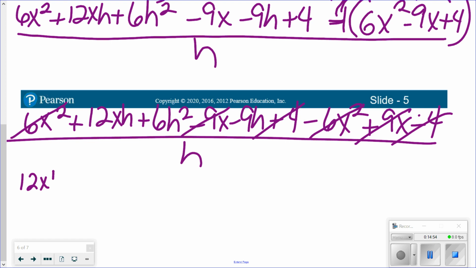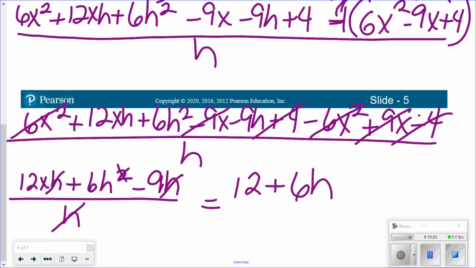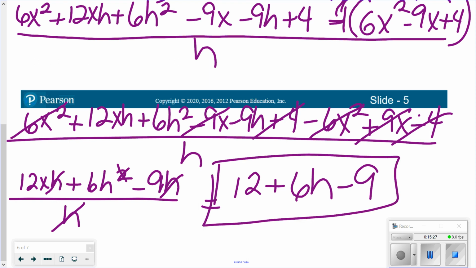12xh plus 6h squared minus 9h over h. Again, you'll notice that everything there has an h, so we can divide out one h from each of them. Take an h from him, take one of the h's from this guy, he had 2, one h there and one h there. So I have 12x plus 6h minus 9. That is my simplified difference quotient.